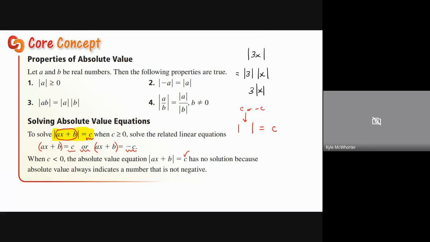If c is a negative number, then it would have no solution. So if you have the absolute value of 2x minus 3 equals negative 4, you have an absolute value equal to a negative number. That can't happen, so that is no solution. You have to be careful when you have an absolute value equal to a negative number. That tells you no solution.